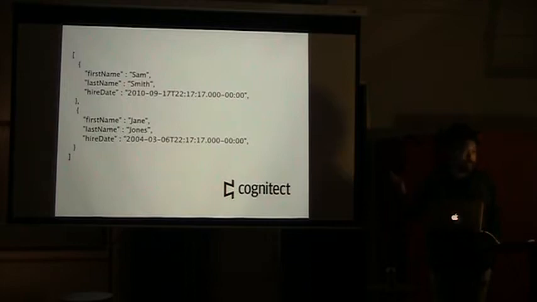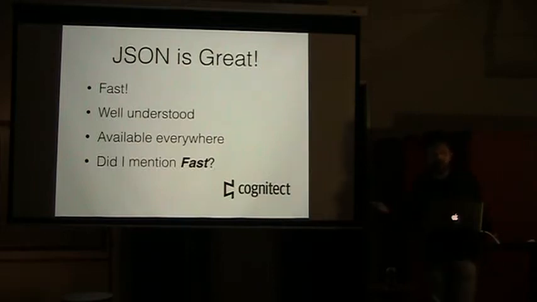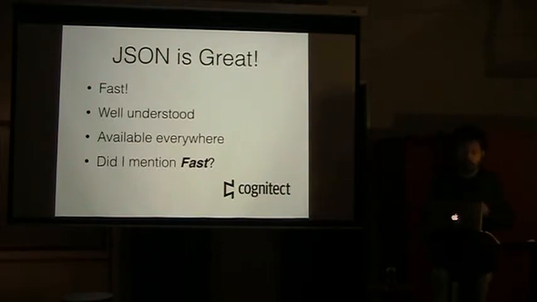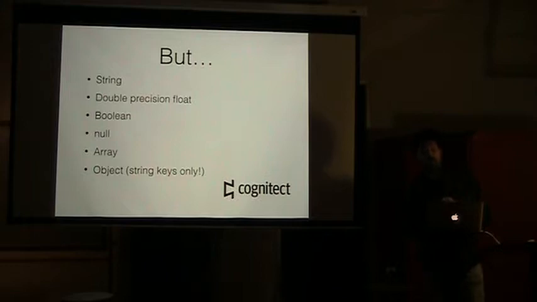I'm sure you guys have built JSON services. You could debug it in a straightforward way. JSON's great. Again, just to reiterate: fast, well understood. It's now available everywhere. And it really is. JSON parsers are surprisingly fast, I think much better than even some of the best XML parsers these days. Okay, but there are lots of things that suck about it.